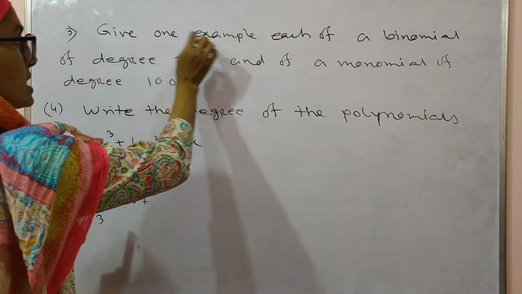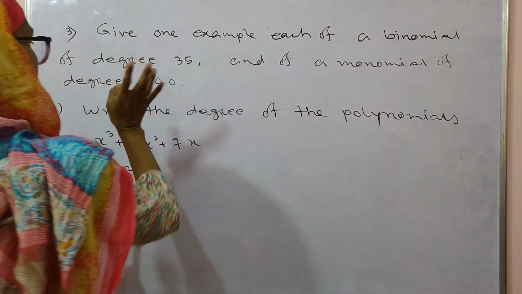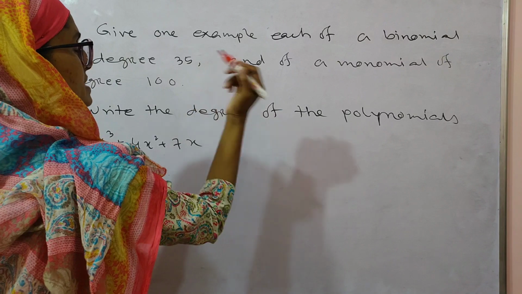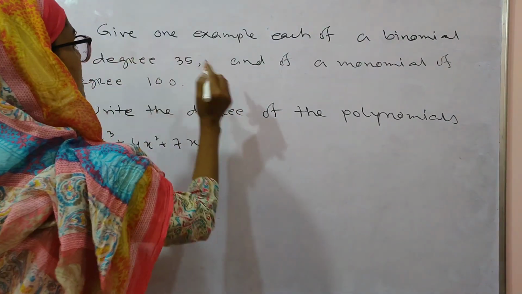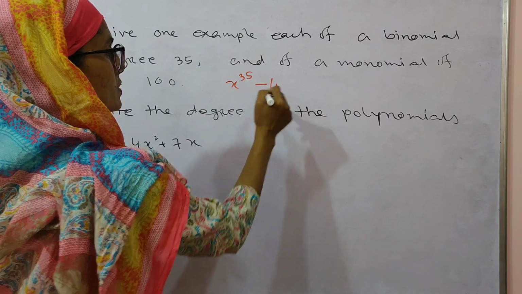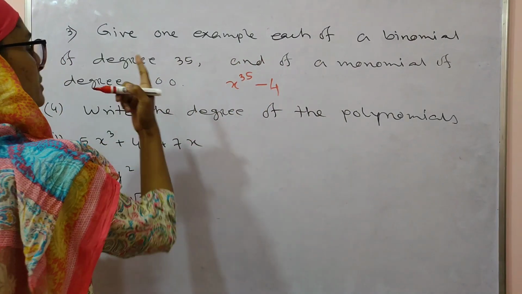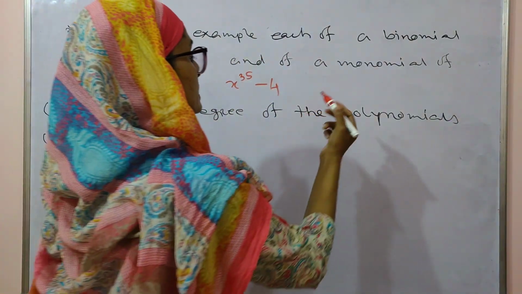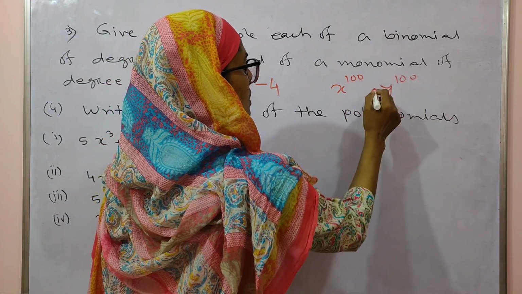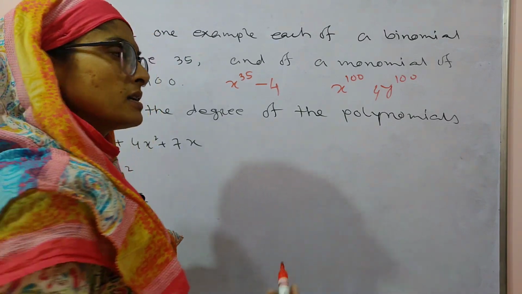Number 3, give one example each of a binomial of degree 35 and a monomial of degree 100. You can write any example. Here binomial means you have to write two terms of degree 35. You can write x to the power 35 minus 4, or you can write another one also. And a monomial of degree 100. Simply you can write x power 100, y power 100, or 4 into y power 100, 7 into z power 100. You can write any one.